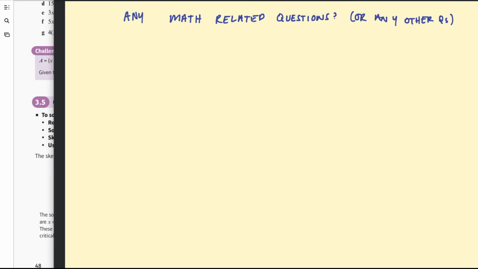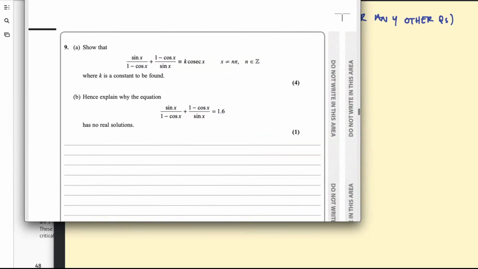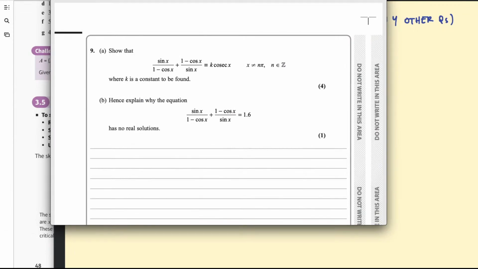So, does anybody have any questions? Any maths questions? Or anything else? Here it is. Kind of similar, but not really. Yours was 1 plus sine over cosine. A little bit different.